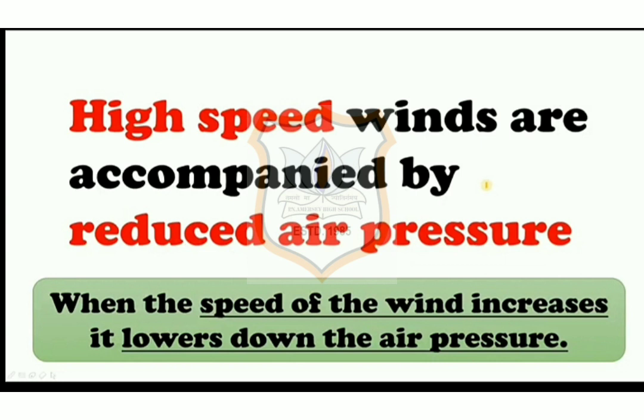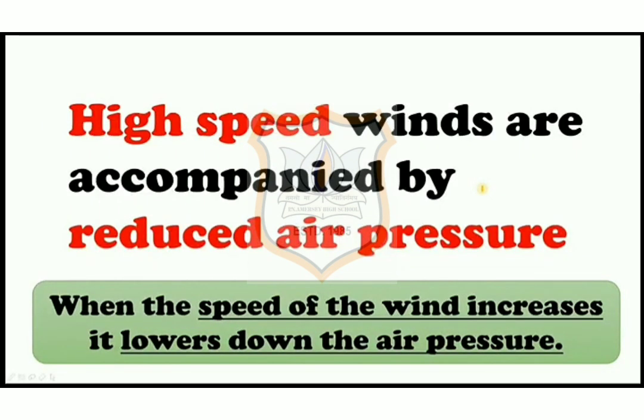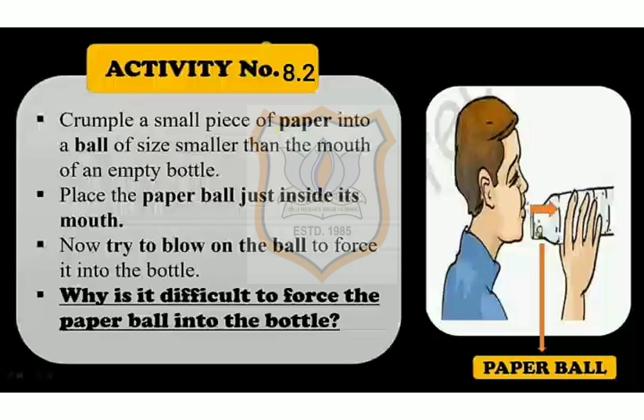High speed winds are accompanied by reduced air pressure. Accompanied means to go together with somebody. When the speed of the wind increases, it lowers the air pressure. Through different activities, we will understand this. First, we will discuss activity 8.2.